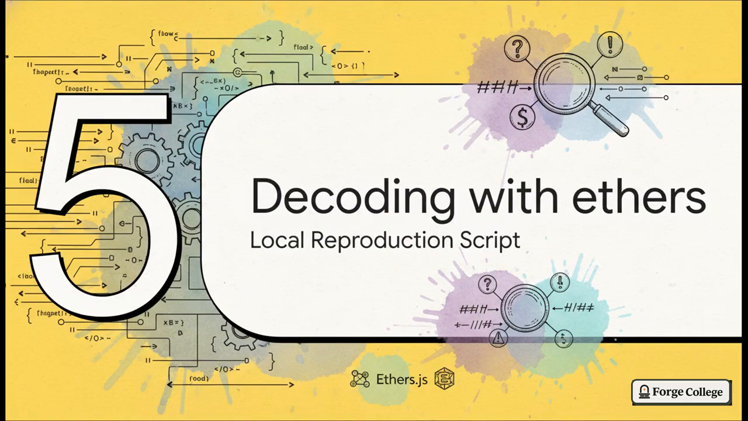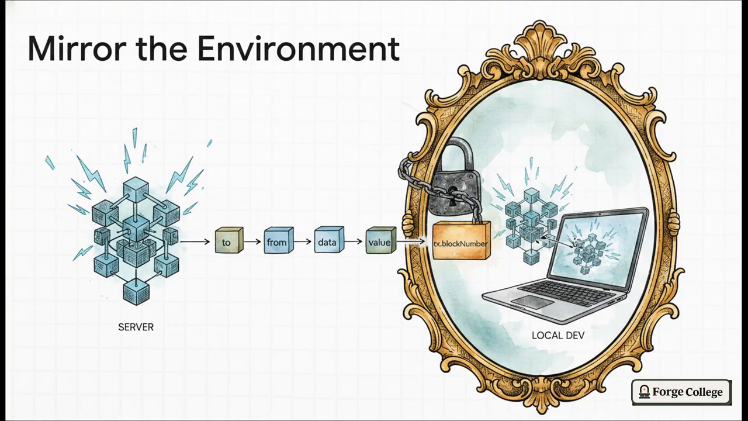Awesome. Section 5, decoding with ethers.js, the local reproduction script. So we know the theory and we know the flow. Now, let's look at how we actually execute the first 2 steps using a compact Node.js script. To accurately reproduce a bug, you absolutely must perfectly mirror its environment.